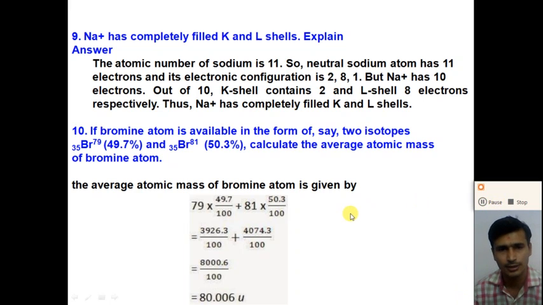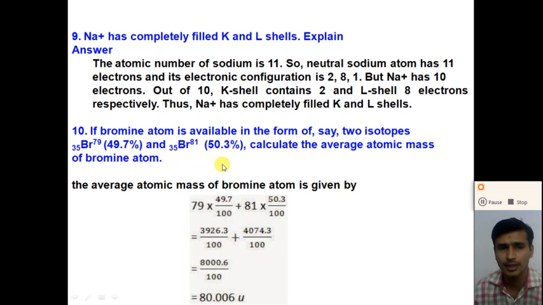Similarly, dear student, if two isotopes are given to you for any atom, you can calculate the average atomic mass. First, you need to take 49.7% of Br 79, so 79 multiplied by 49.7 percent, plus Br 81 at 50.3%, so 81 multiplied by 50.3 percent. You get the actual mass.